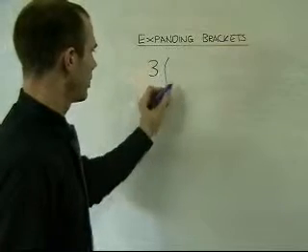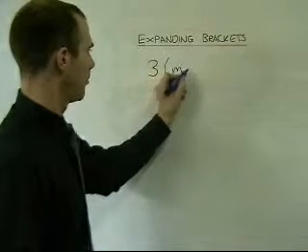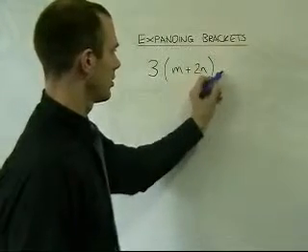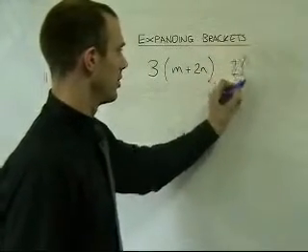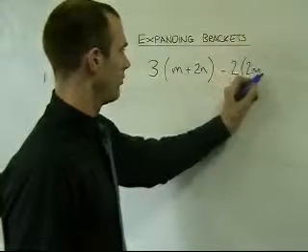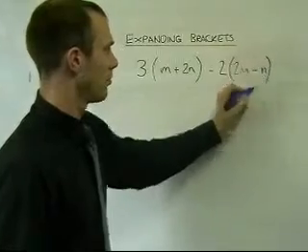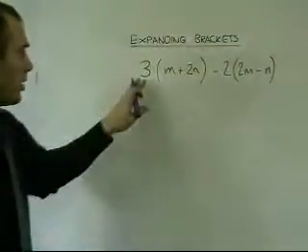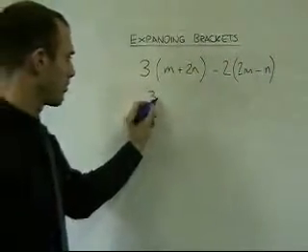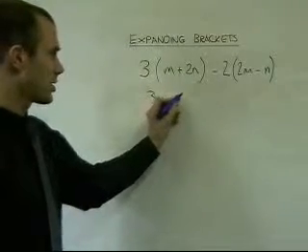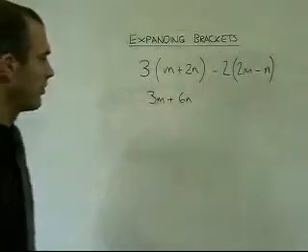Three times m plus 2n, take away 2m, take away n. So if we expand first of all, 3 times m is 3m, 3 times 2n is 6n, positive 6n.